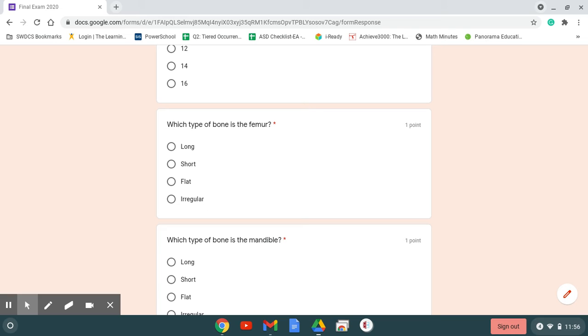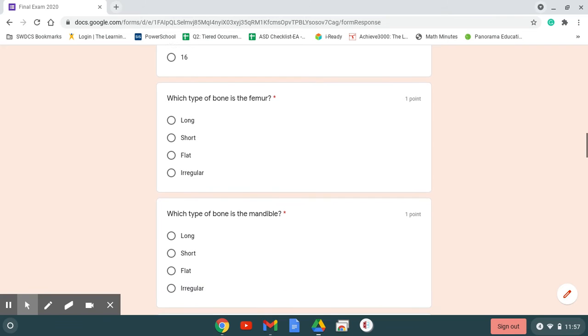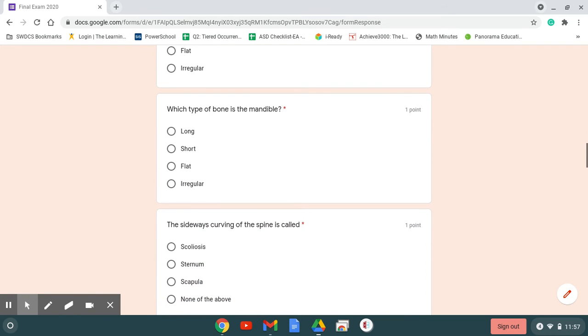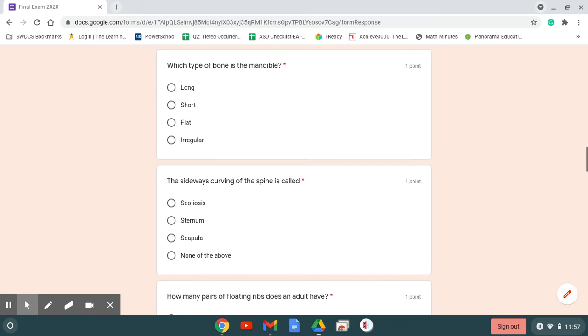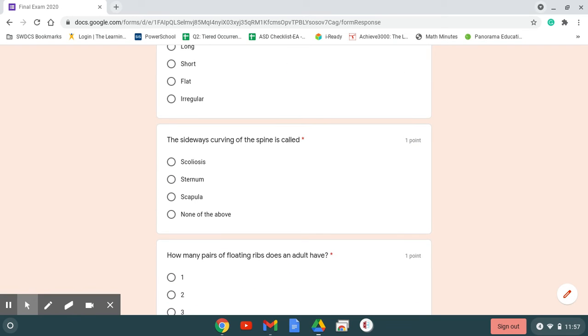Which type of bone is the femur? Long, short, flat, or irregular? Which type of bone is the mandible? Long, short, flat, irregular? The sideways curving of the spine is called scoliosis, sternum, scapula, none of the above.